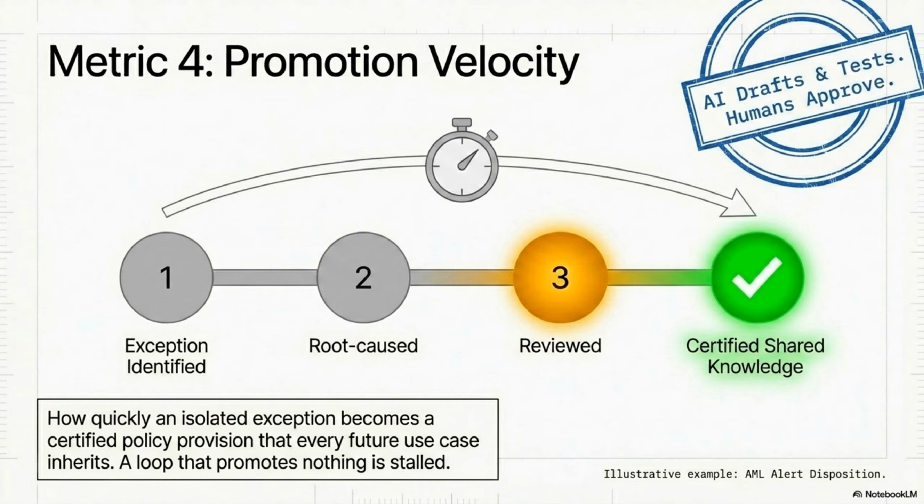Promotion still runs through evaluation, human review, and certification. AI drafts and tests, humans approve. We're measuring how quickly governed knowledge forms, not how quickly the gate is skipped. A loop that promotes nothing isn't safe. It's stalled. Velocity tells you the institution is actually getting smarter.